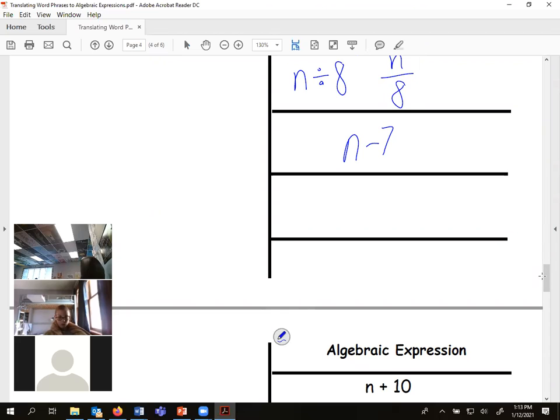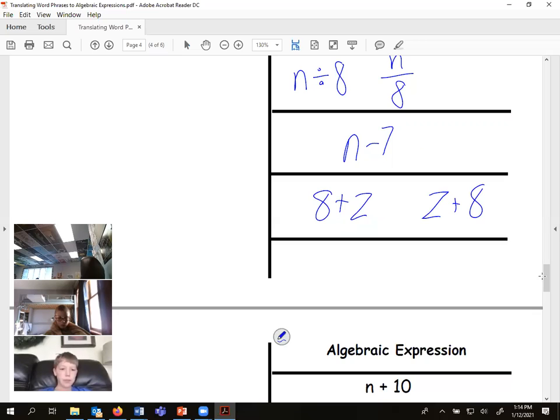8 more than a number z. Yeah, 8 plus z or z plus 8. Either one of those is fine. And then a number n divided by 2. Yeah, n divided by 2, either way.